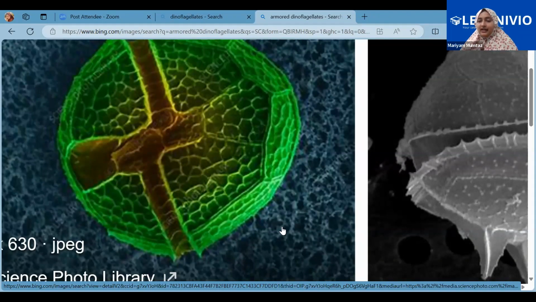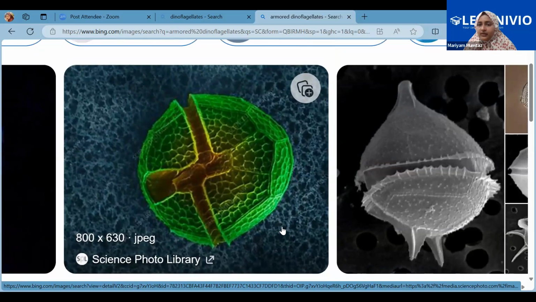When soldiers used to go for fighting, they used to wear the plate structure only, so that the arrow won't strike them, right? So that was the armor. This sort of, not exactly, but sort of gives the appearance of armor. That is why they are known as armored dinoflagellates. You can find them in many dinoflagellates. Okay.